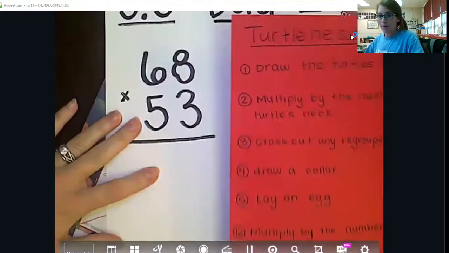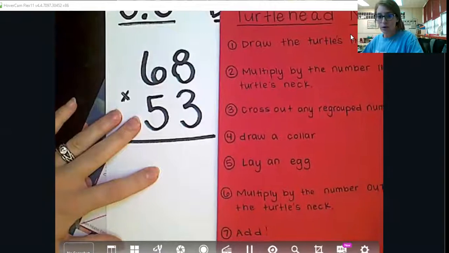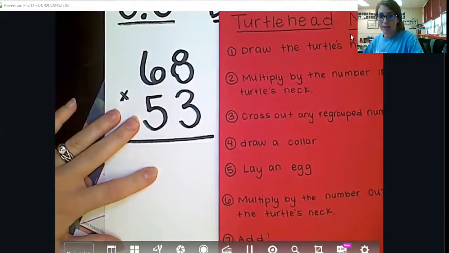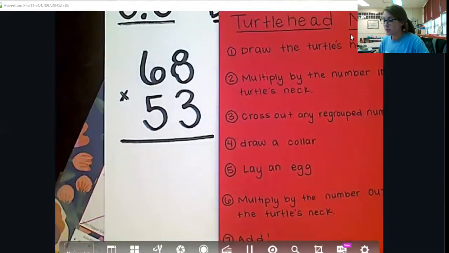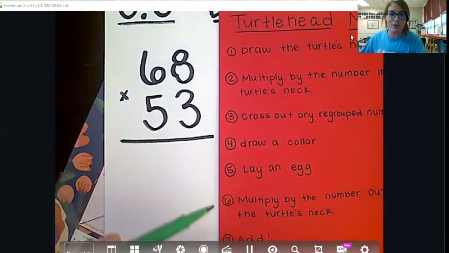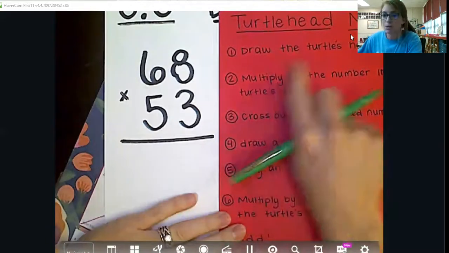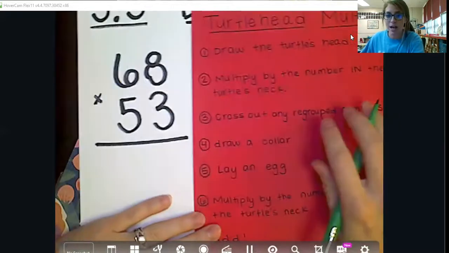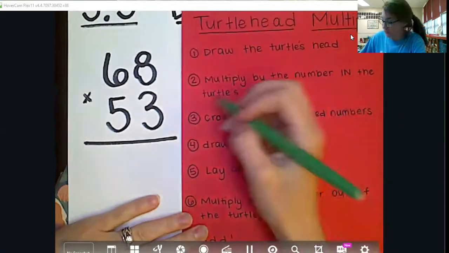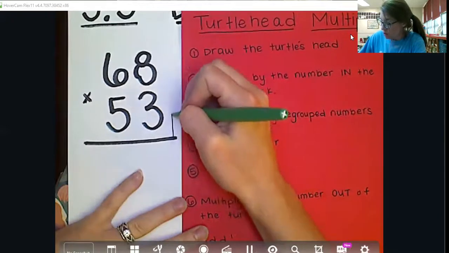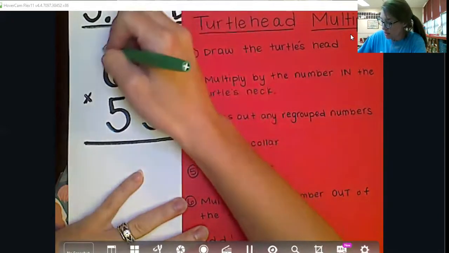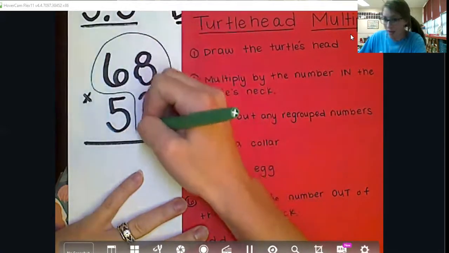Okay, so I'm going to put up our rules for turtle head multiplication as a reminder on this side over here. When we are multiplying 2-digit by 2-digit, my silly little reminder is turtle head. The first thing we do is draw the turtle's head. So I'm going to go ahead and draw the turtle's head just like that.